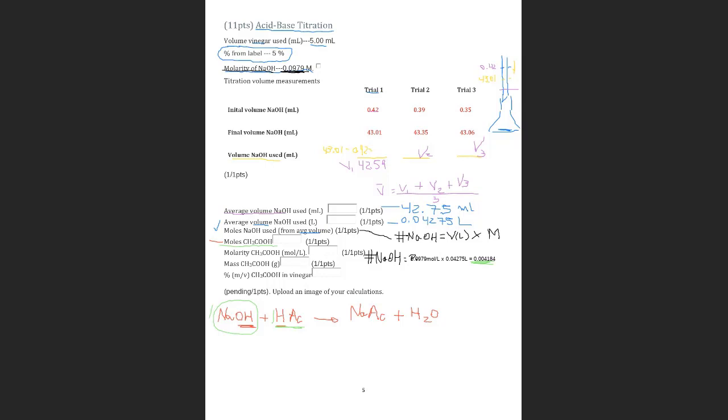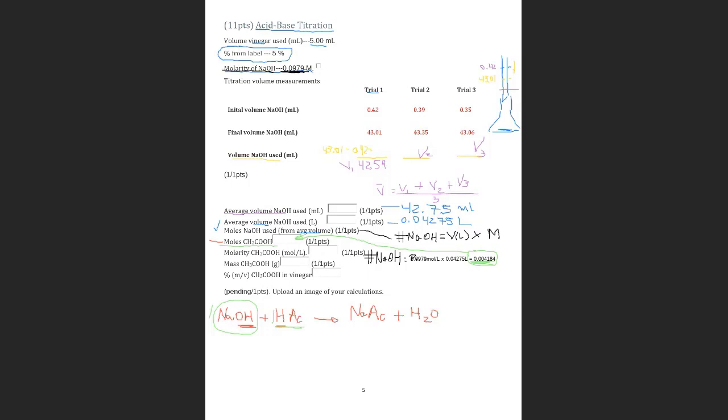So this number goes also in here. It's pretty messy. Any questions there so far? Okay, so now we calculate the number of moles of sodium hydroxide. Then we know it's the same number of moles of acetic acid.